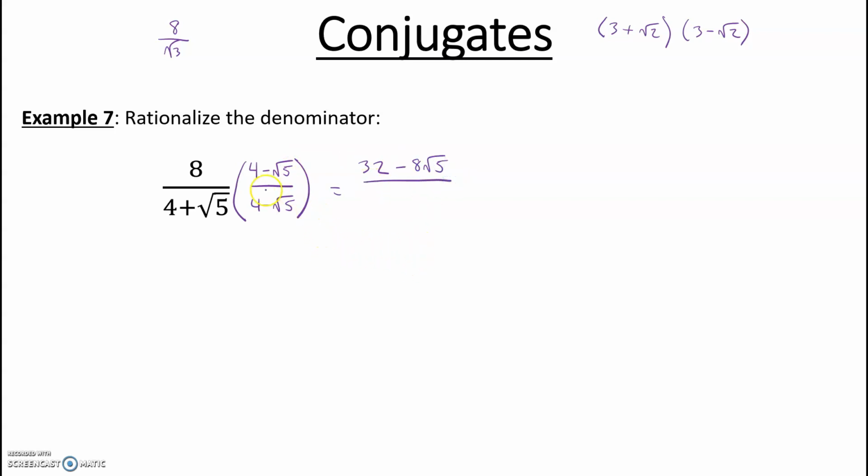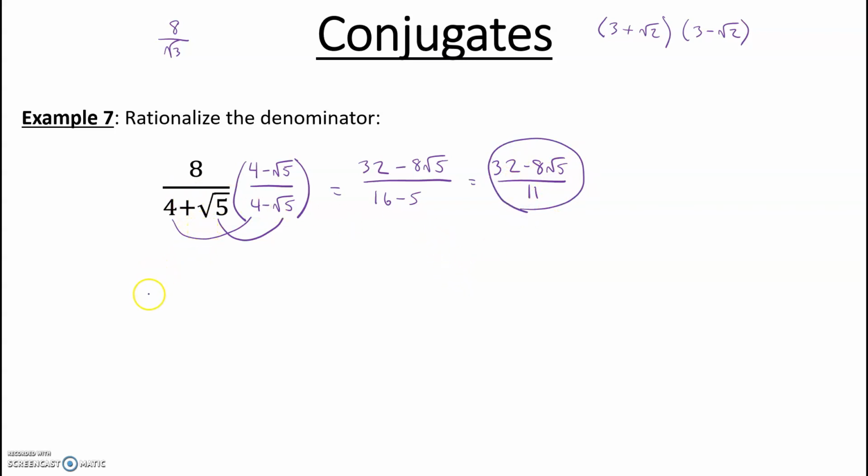And in the denominator, with the conjugate, if you FOIL this out, the 4 times negative root 5 and the root 5 times 4 are going to cancel out for you. So really all you have to look at is 4 times 4 is 16, and root 5 times negative root 5 is going to get you negative 5, right? Root 5 times root 5 is 25, square root of 25 is 5. And then you just have to simplify. 32 minus 8 root 5, 16 minus 5 gets me 11. I don't see anything that divides out, so I am done.